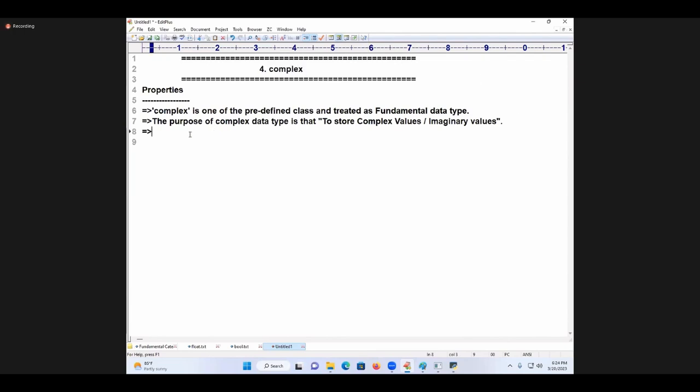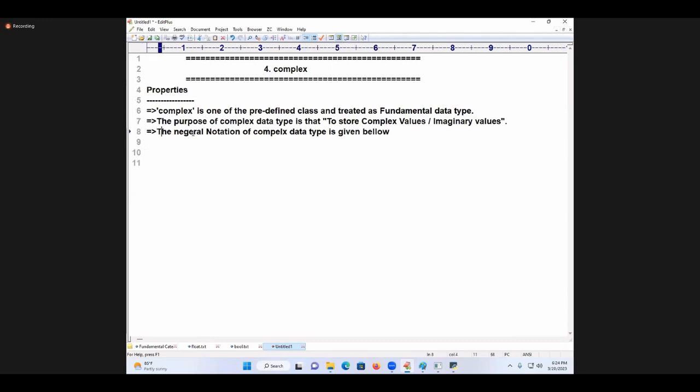Next, I'm going to move further. The general notation of the complex data type is given below. I'm writing a plus bj, or a minus bj. You can write anything, not only a and b. You can write x plus yj or x minus yj.